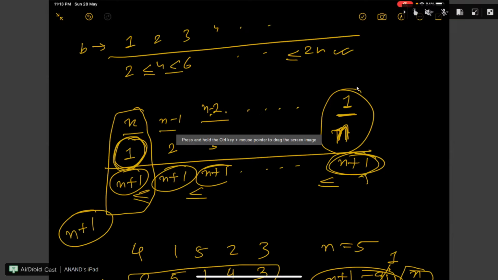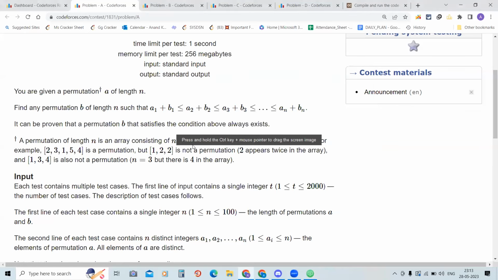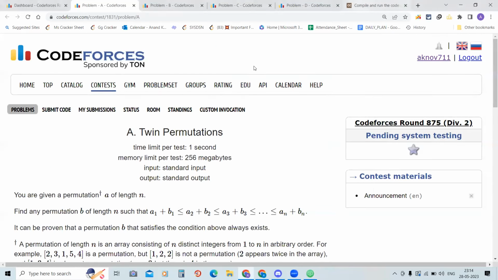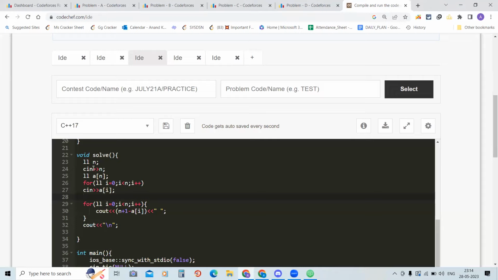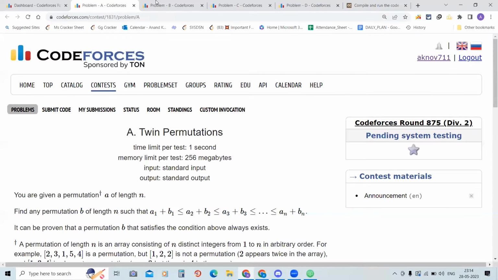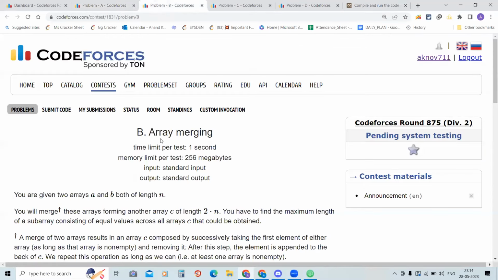So if it is clear, let's head towards its solution or submission. It's a very basic solution: just input the size of the array, take your input, and then for each position the value of b_i will be nothing but n plus 1 minus a_i.